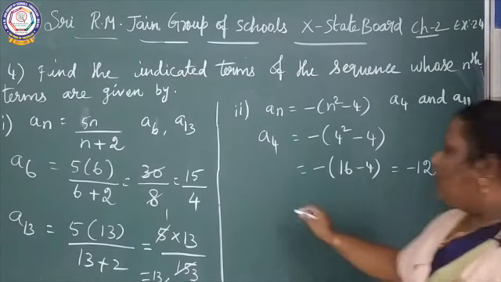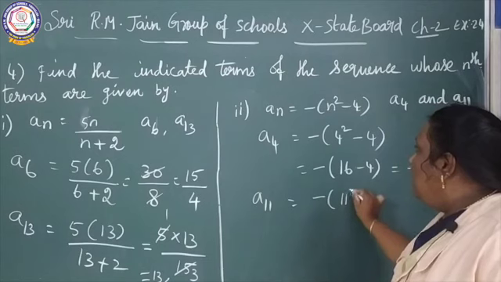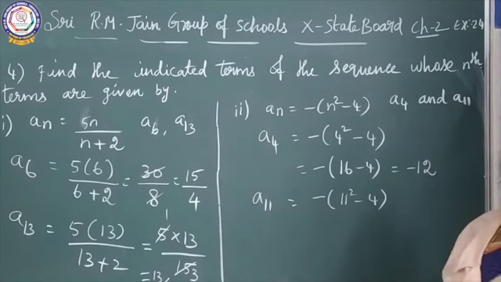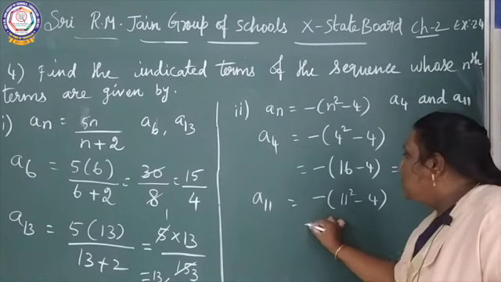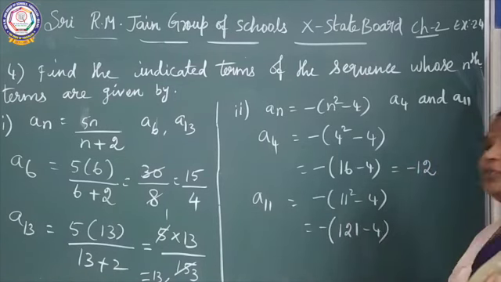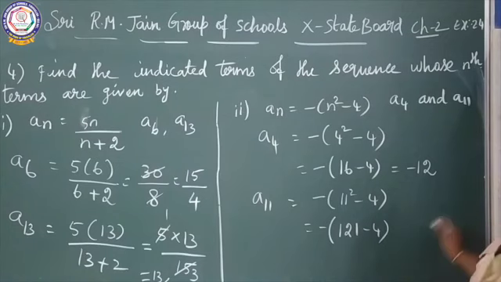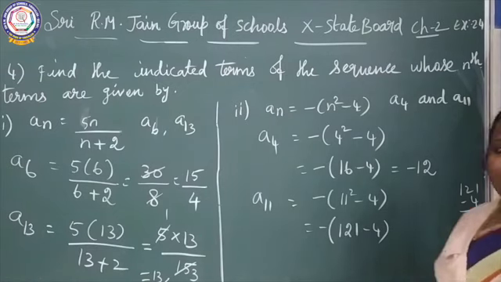What is the next one? a11. a11 equal to minus of 11 square minus 4. So it gives minus 121 minus 4. 121 minus 4. What is the answer? 7.